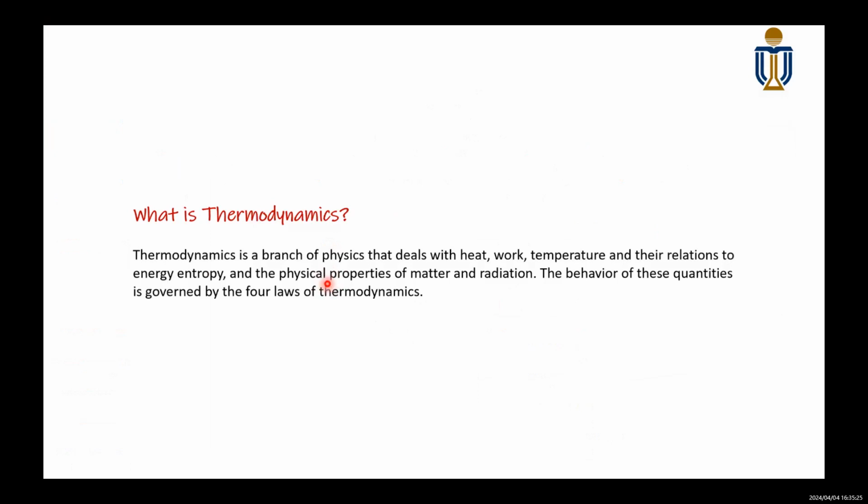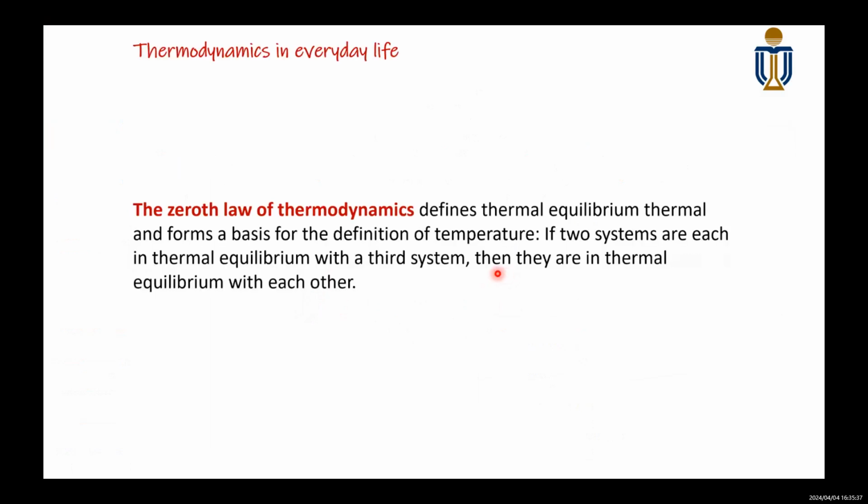Some of you might be familiar with the four laws of thermodynamics because they are basic concepts in physics. If you haven't heard about them before or forgot them, it's okay, let's review them together. The zeroth law of thermodynamics defines thermal equilibrium and forms the basis for the definition of temperature. If two systems are each in thermal equilibrium with a third system, then they are in thermal equilibrium with each other. In simple terms, this means that if two objects are at the same temperature as a third object, then they are at the same temperature as each other.